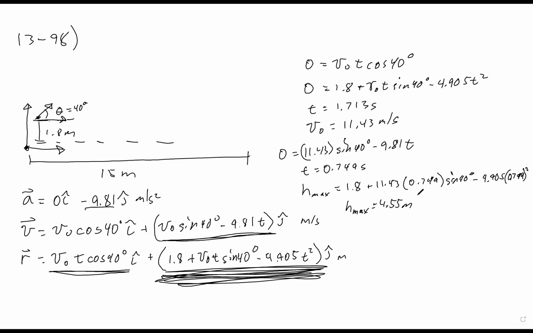Lastly, we want the distance d at which the maximum height occurs. All right, well, that's the same time. So we just now put the same time in for the I hat component of the position. So we're going to get the distance mid, we could say. And then we plug in the 11.43 times the 0.749 seconds, and then cosine 40 degrees. And that should calculate out to be 6.56 meters. And that answers the question right there.